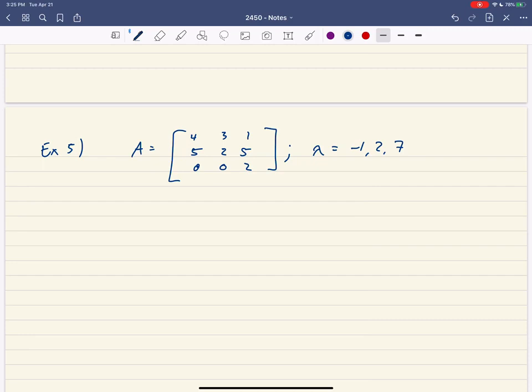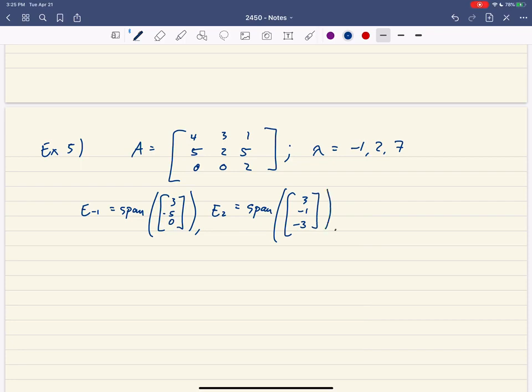And it turns out that E sub -1, the eigenspace corresponding to -1, was spanned by 3, -5, 0. E2 was spanned by 3, -1, -3. And E7 was spanned by the vector 1, 1, 0. So the E7 was the span of the vector 1, 1, 0. And that means that we can make P.